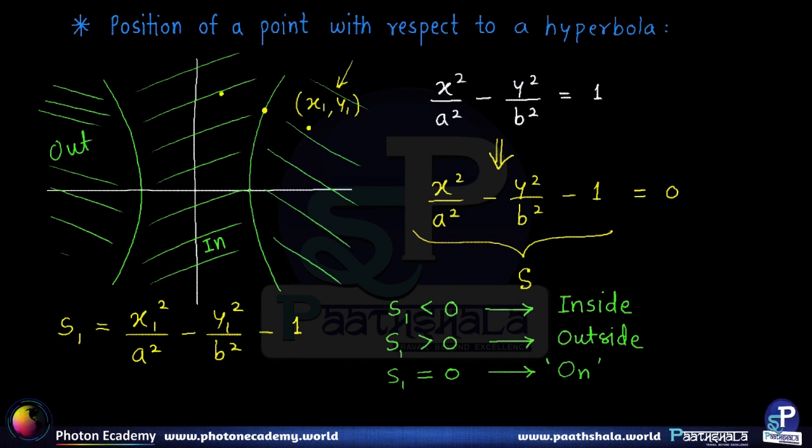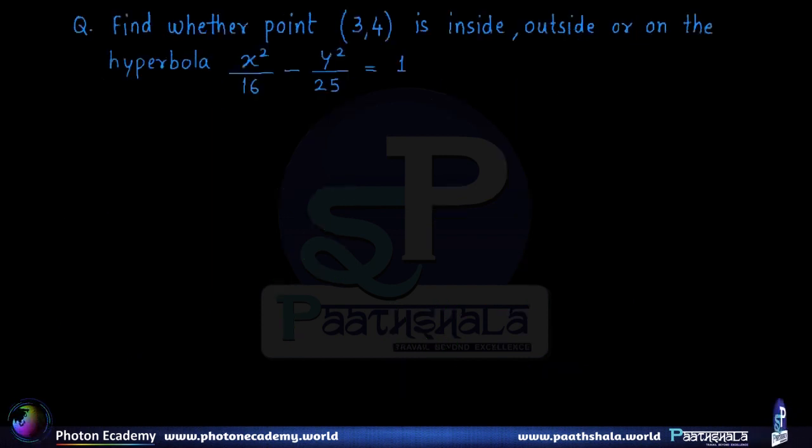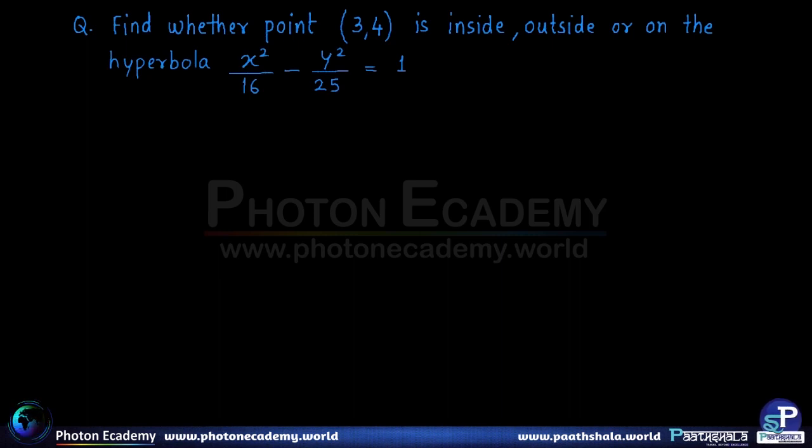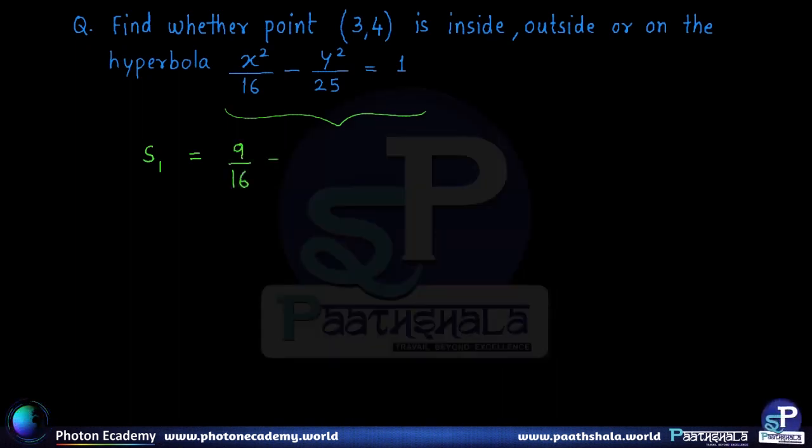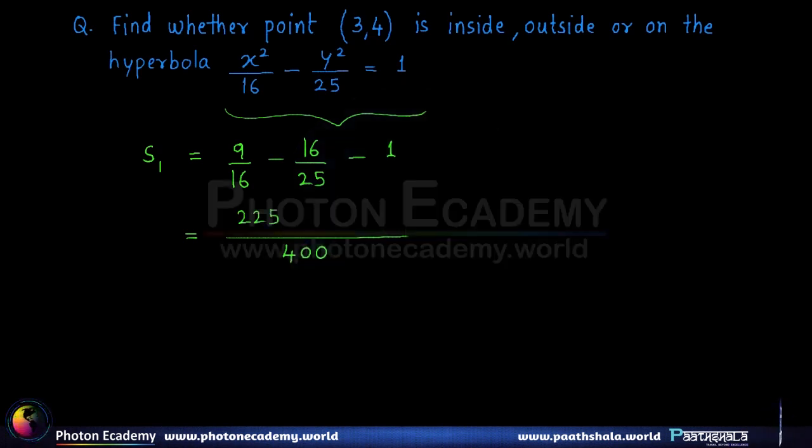Find whether the point (3, 4) is inside, outside, or on the hyperbola whose equation is given to us. Let us first calculate S1. In place of x we write 3, that is 3 square is 9, so 9 by 16 minus 4 square is 16 upon 25 minus 1. That gives us, we have 16 into 25, which turns out to be 400. In the numerator we have 225 minus 256 minus 400, and now you see clearly the numerator is a negative quantity.